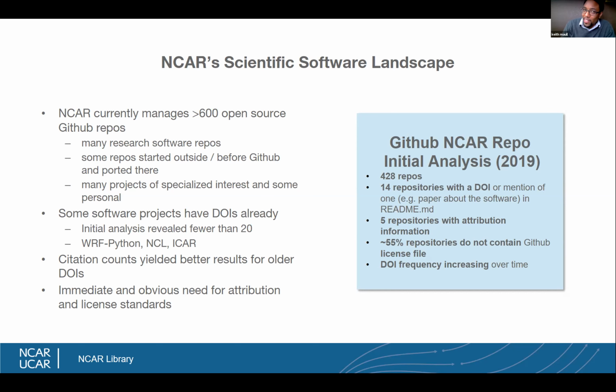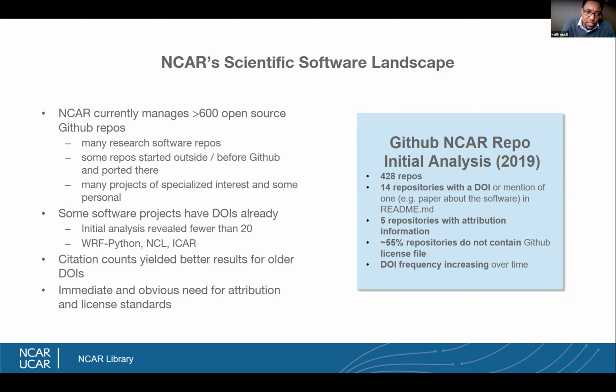So in late 2019, we had pretty much looked at GitHub, the open repos, under the NCAR organization. At that time, we had 428 repositories with only 14 of those, which is a meager number of repositories, with a DOI or a mention of a DOI. And I say a mention of a DOI because there were some repositories that actually mentioned DOIs that were not related to the software that was part of that repository for one reason or another.